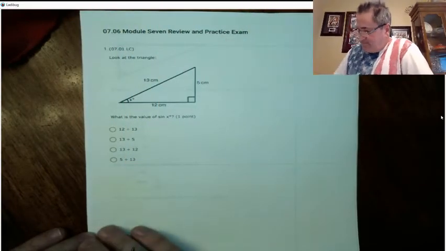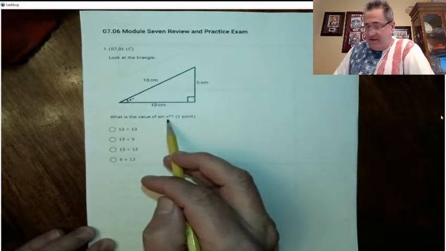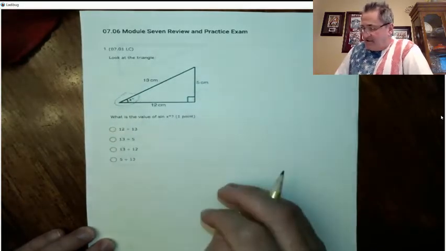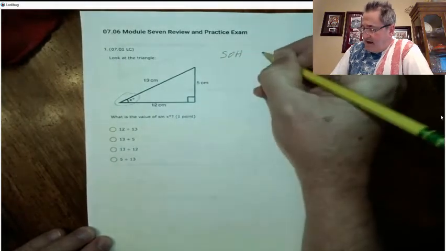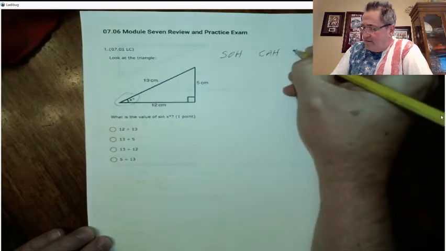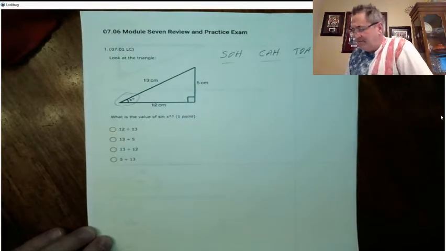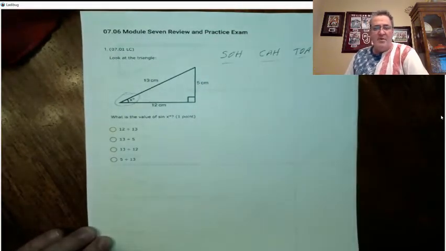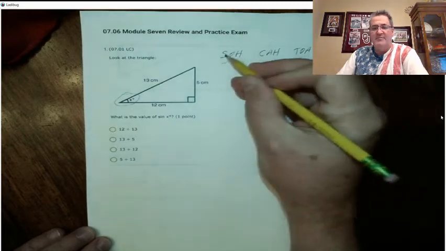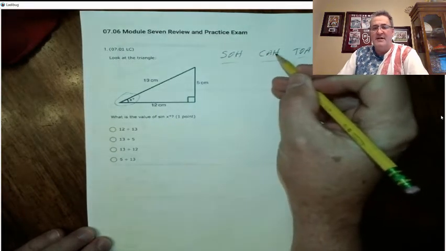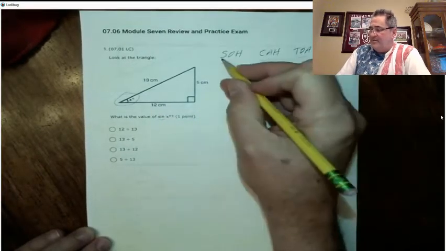Here we go. Look at this triangle. It says, what is the value of sine of x degrees? So this is our x right here, this angle, and it wants to know the sine. Well, we learned in the lessons that we have this acronym we can use, SOHCAHTOA. They were chanting it around the bonfire before they disappeared, right, in the story. SOHCAHTOA helps us remember our three trig functions and which sides of the triangle go with them. Sine is opposite over hypotenuse. Cosine is adjacent over hypotenuse. Tangent is opposite over adjacent. So sine is opposite over hypotenuse.